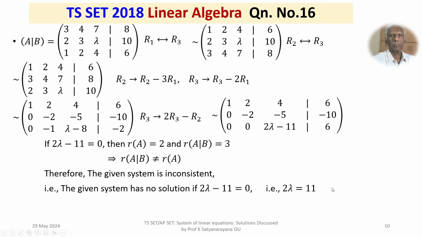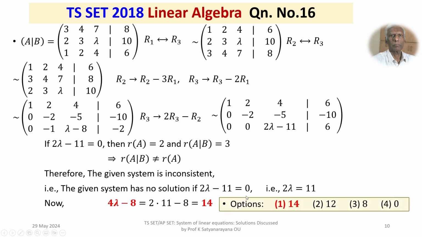Right. So what is it that we want? We want 4 lambda minus 8. 4 lambda minus 8 is 2 times 2 lambda, that is 11, minus 8, that is 14. So let's look at our options. Our answer 14 appears against option 1. Therefore the answer to this question is option 1. And we wanted the value of lambda for which the given system admits no solution.